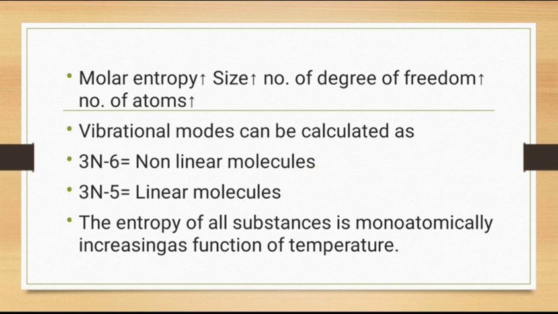For non-linear molecules, we can calculate the vibrational modes by using the equation 3n minus 6. N is equal to the number of atoms included in a molecule. Then for linear molecules, it is 3n minus 5. So, n means the number of atoms. By using these two formulas, we can calculate the number of degrees of freedom or the vibrational modes for the molecules. As the vibrational modes are greater, molar entropy will be more. Then the entropy of all substances increases monotonically as a function of temperature.